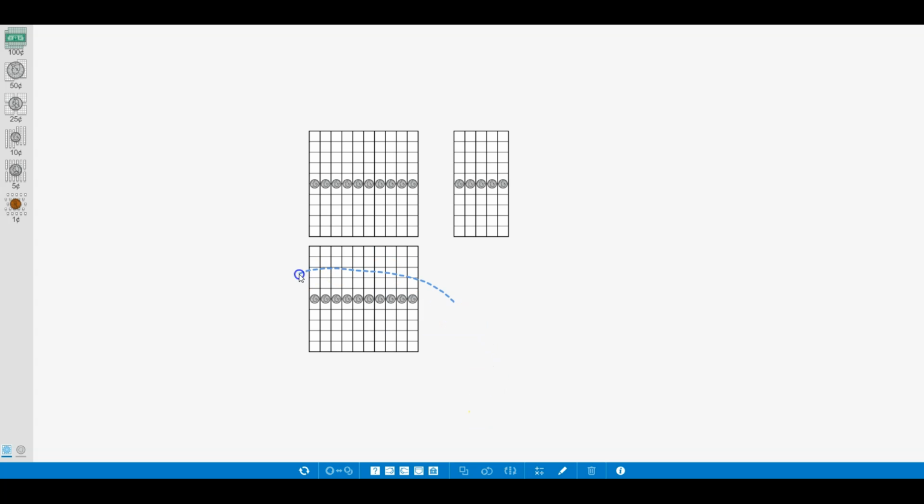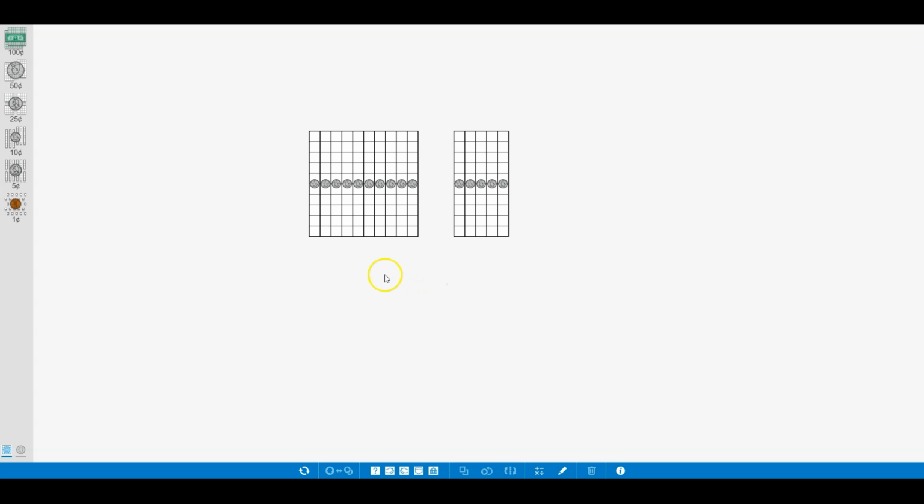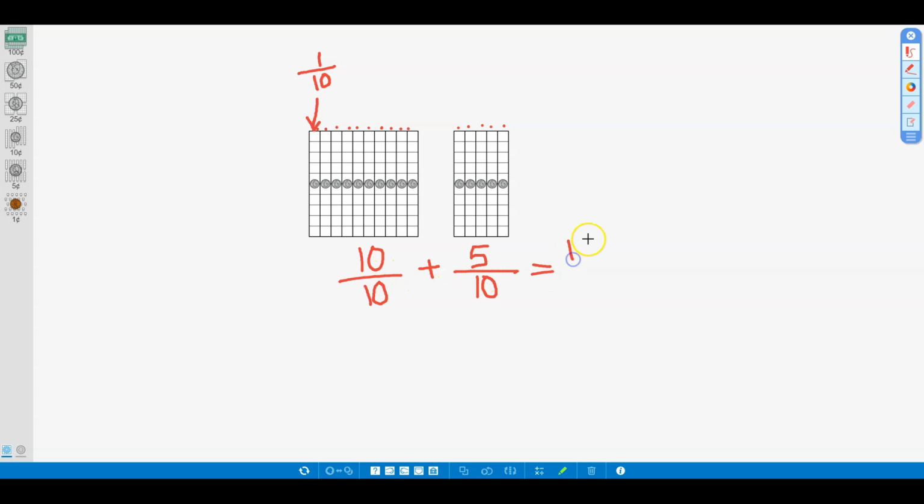Now I'm going to get rid of this here by selecting all of those dimes and then clicking the trash can and then saying yes that I want to delete the selected items. Now if the problem was asking you to change this into a fraction, all you'd have to do is add the 10 tenths plus the 5 tenths, which is equal to 15 tenths.